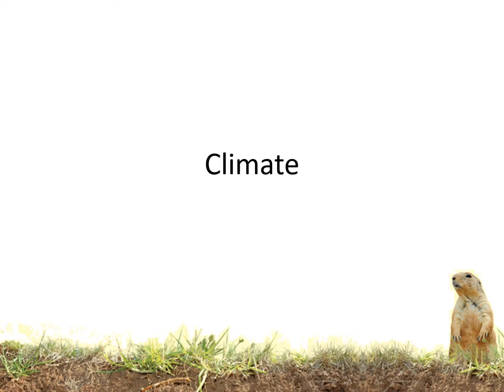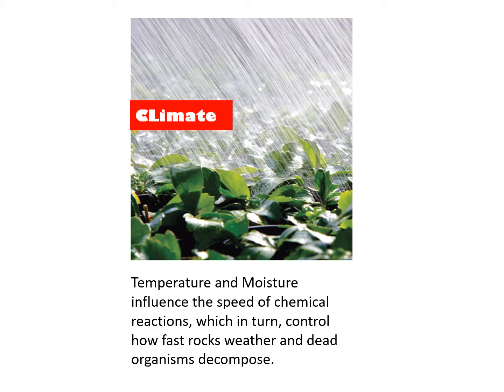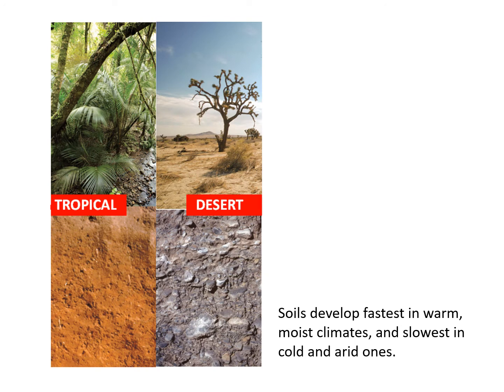Climate is the CL in CLORPT. It includes all aspects of climate from temperature to rainfall or snowfall to wind and amount of sunlight. As temperature increases, weathering increases. Rain or water added also increases weathering. Soils develop fastest in warm, moist climates like the tropics, and slowest in cold and arid ones, such as the climate in Antarctica.